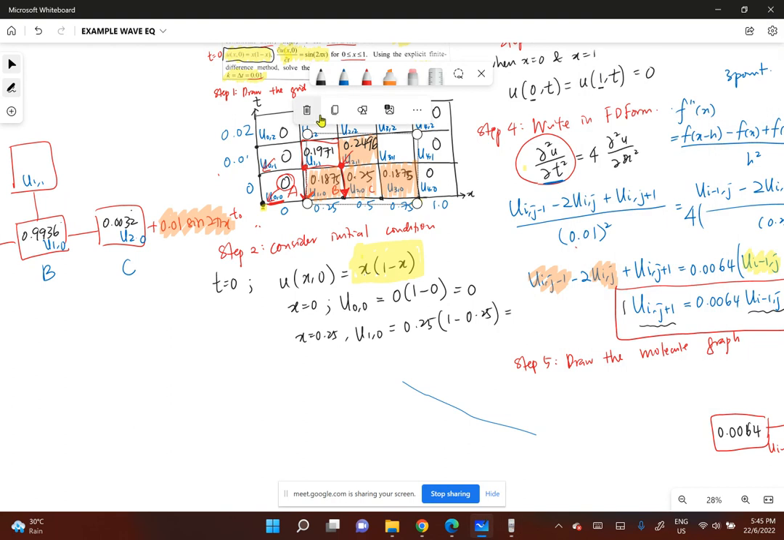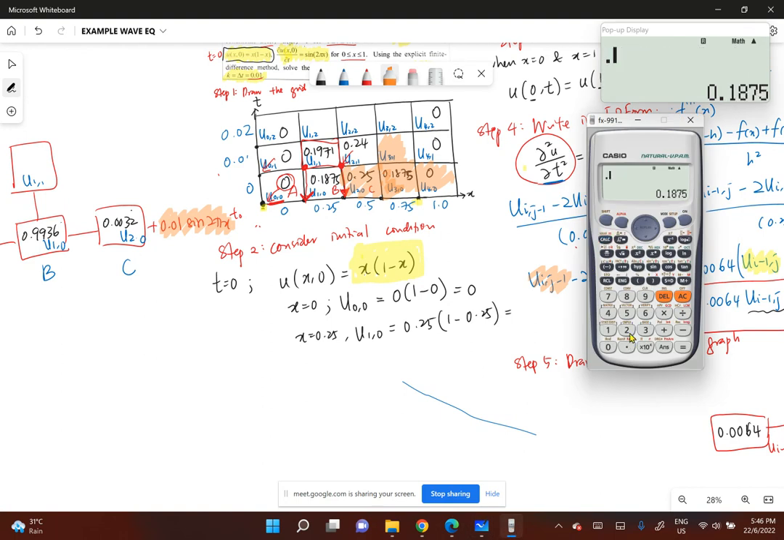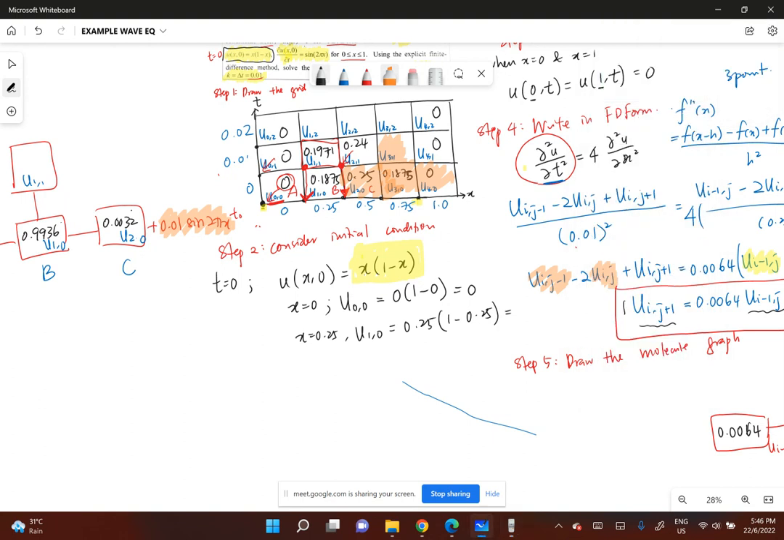And then next, we will continue with this one here. So next is this one. Okay. So A is calculate. A is 0.25, B is 0.1875, C is 0. So we'll get X is 0.75, and then you'll get 0.1771. Okay, so now I want to move up.